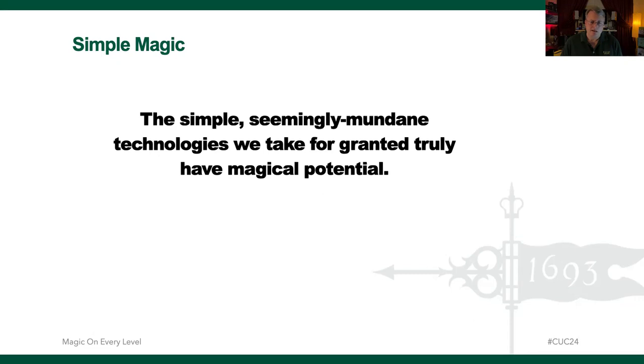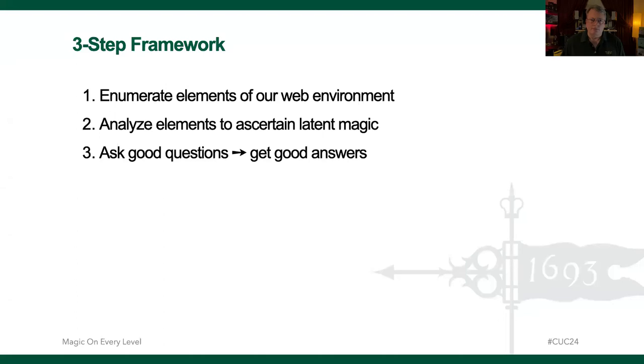Now, let's tackle our implementation framework. At the highest level, the framework has 3 steps. Let's take a look at each step and apply it to William and Mary's web environment. To begin, we're not trying to solve a problem or implement magic. Instead, we're trying to understand our web environment or web stack to discover its latent magic.